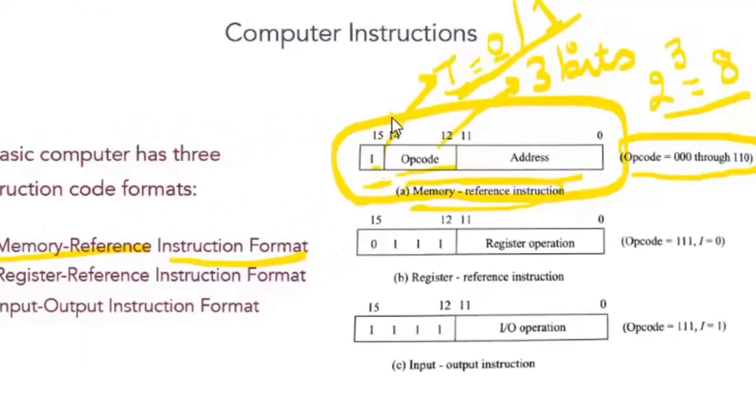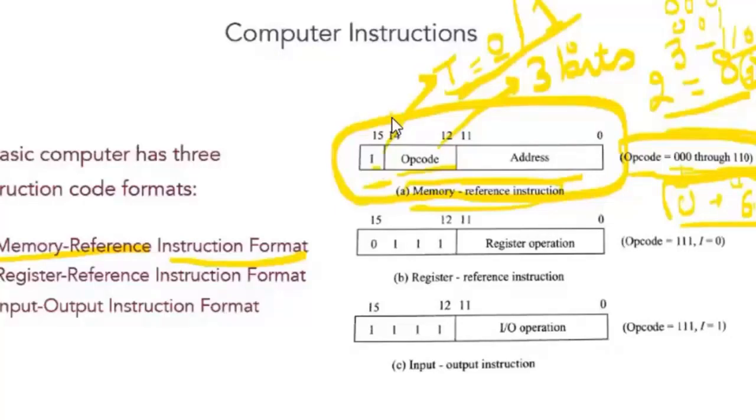Now here you can see that in memory reference instruction, the opcode can be 000 through 110. Now what is 110? 110 means 6. 000 means 0. So we can have the value of opcode in the memory reference instruction from 000 to 110. That means it can be 000, 001 up to 110. Why have we not taken 0 to 7? Including 0, it becomes 8 operations. But only 0 to 6, that means a total of 7 operations are possible here.